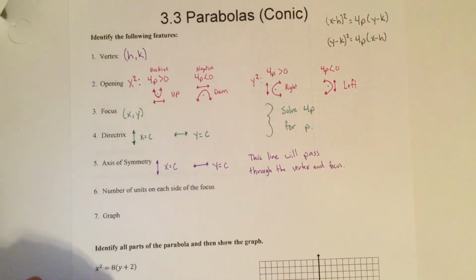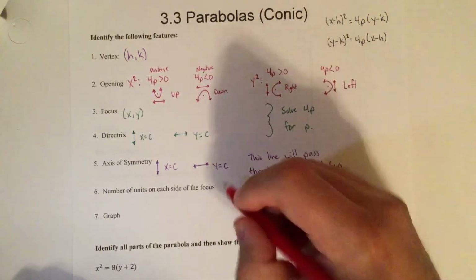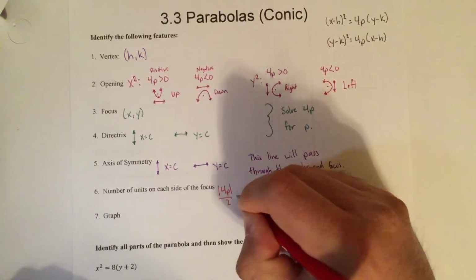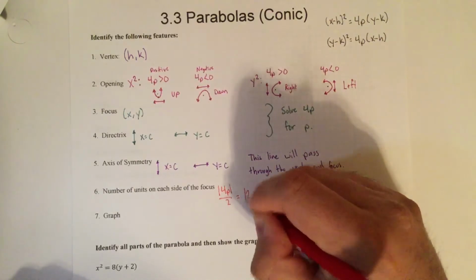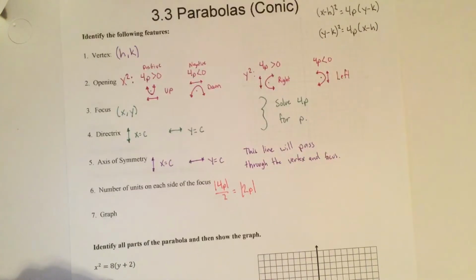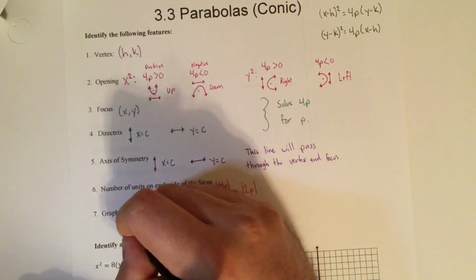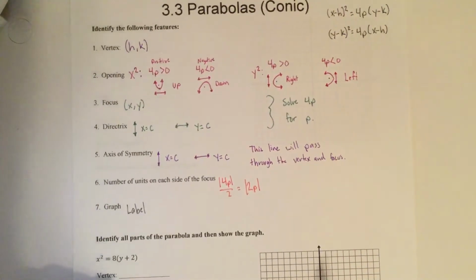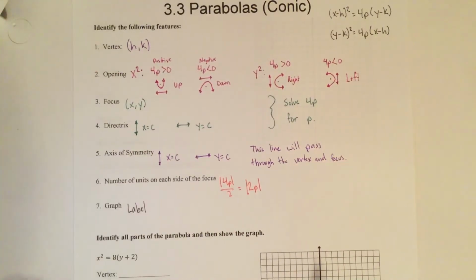Now for the number of units on each side, pretty much what you're going to do is take the absolute value of 4p, so that 4p value you're going to make it positive. And then you're going to divide it by 2, which is going to give you the absolute value of 2p. And the last thing you're going to do is graph it. And when you graph it, just make sure you label everything. That's pretty much it. Okay, so these are the rules that you're going to follow to make these graphs and to solve them.